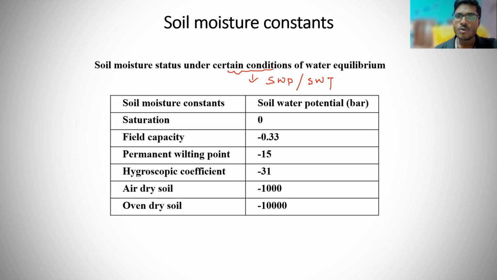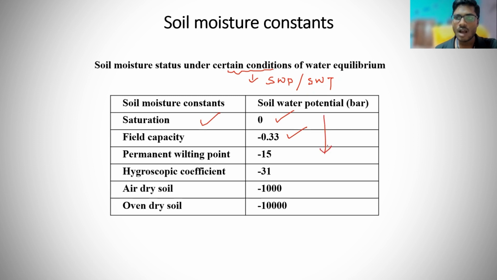For example, when the soil water is at a potential of 0 bar, it is known as saturation. When it is minus 0.33 bar, it is at field capacity, and when it is minus 15 bar, it is at permanent wilting point, and so on.